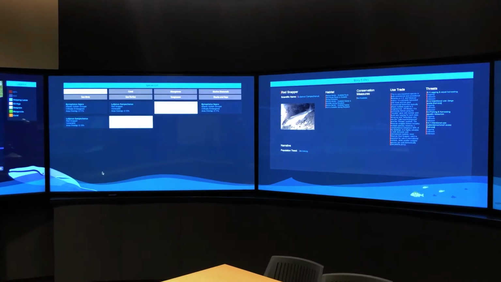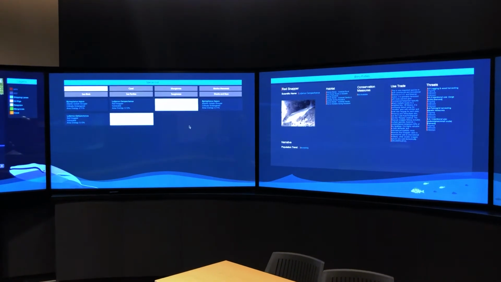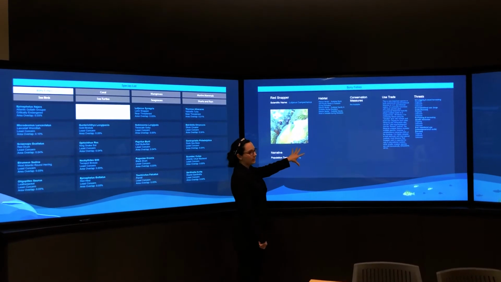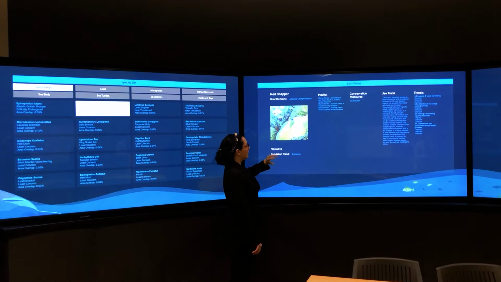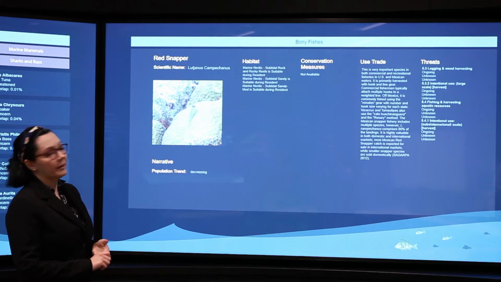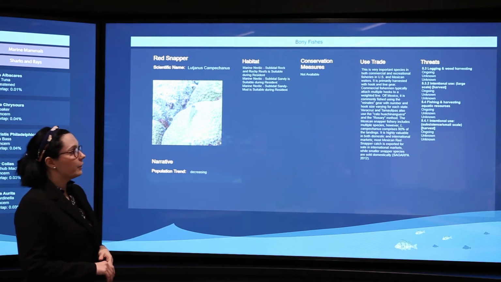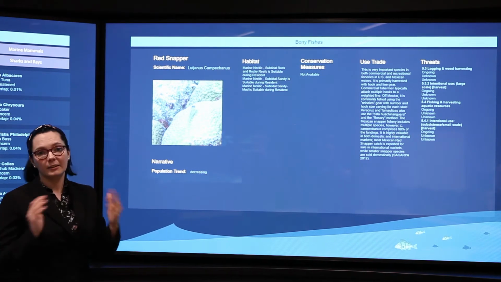And on this screen itself, you can select a particular species and understand more about it. This is your most zoomed in and detailed screen. It lets you know exactly where the species is, if there's any conservation measures for it, its use in trade, and the threats that are affecting it today.